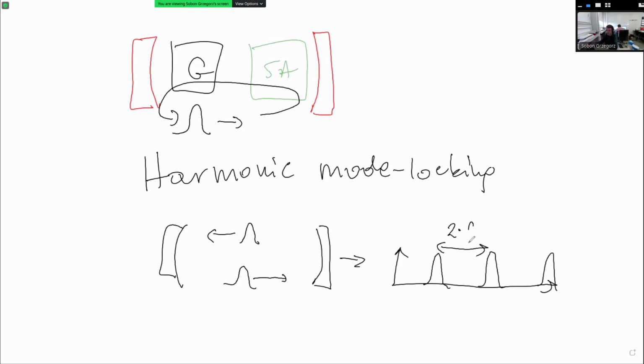So you have twice FREP, despite the fact that you have the same FSR, the same cavity length, the same mode spacing, right? So you have twice the FREP. And this is called harmonic mode locking, and this is possible. In some cases, you can have more pulses. I don't remember what is currently the world record, but in some experiments that we did here, we had a few hundreds of pulses synchronized in the resonator.